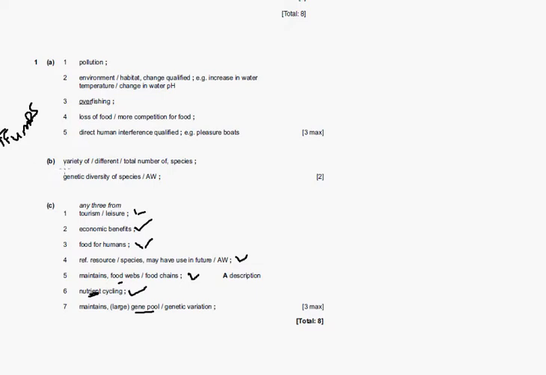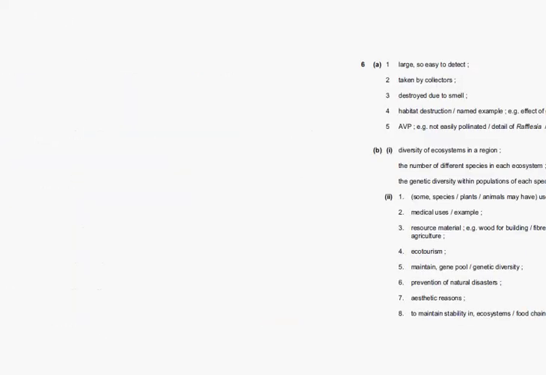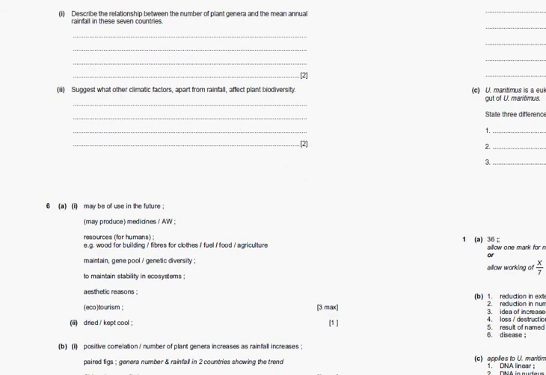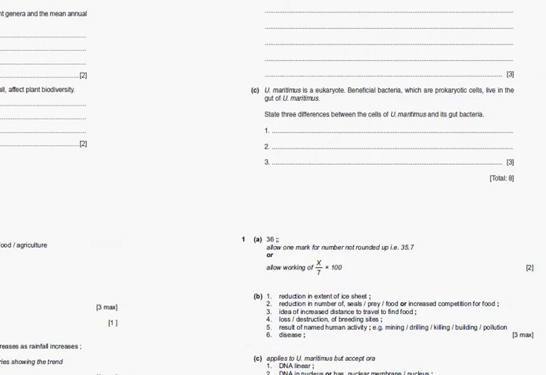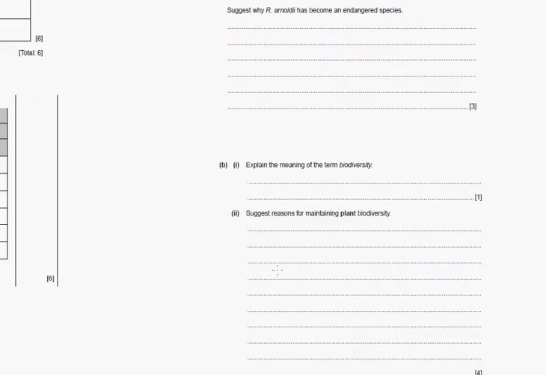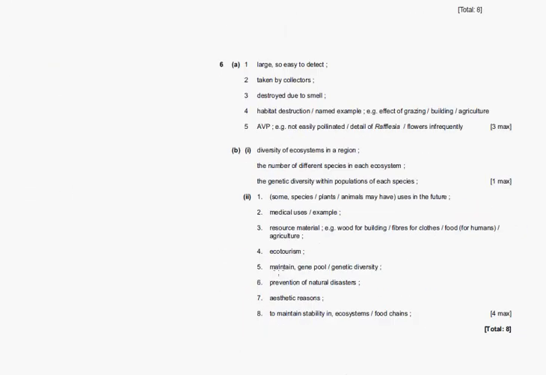It's a variety of species with genetic diversity of species. The best definition of biodiversity, I think, is given in some paper in front here, which I have to find out. Okay, it's here, number B1. It's the diversity of ecosystems in a region and the number of different species in each ecosystem, and the genetic diversity within the population of each species.